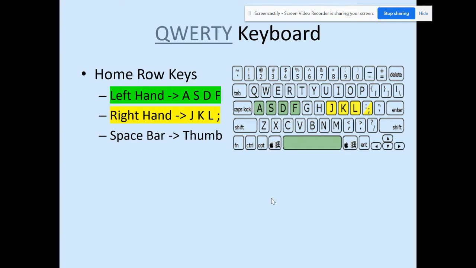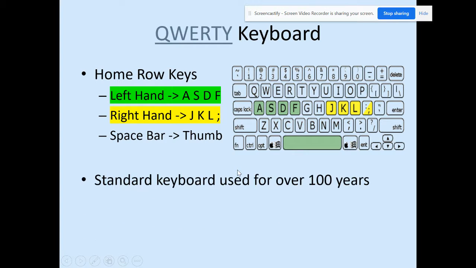The home row, and yesterday I asked you to put your fingers on home row without actually identifying them. So what does home row mean? It means that your left hand and fingers are on the A, S, D, F. Then your right hand, your right fingers are on the J, K, L, and colon. Your thumbs are on the space bar.